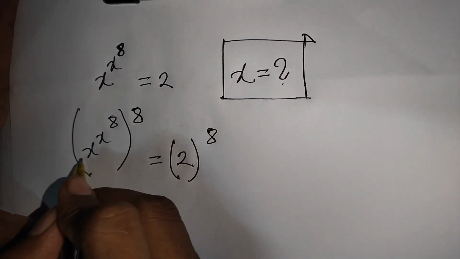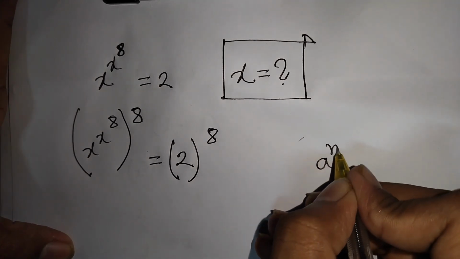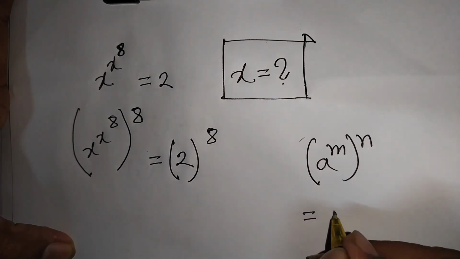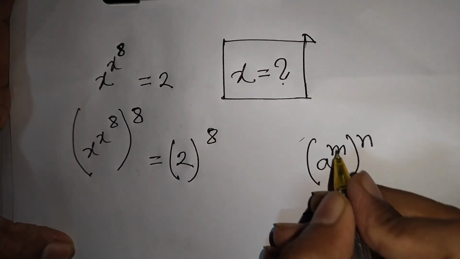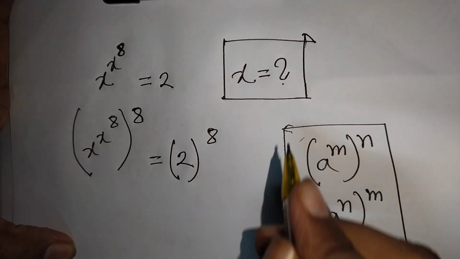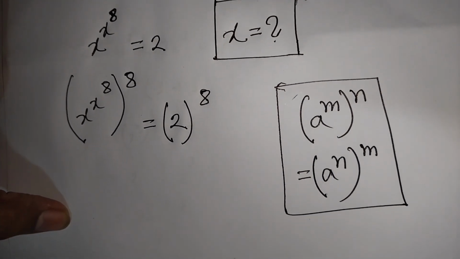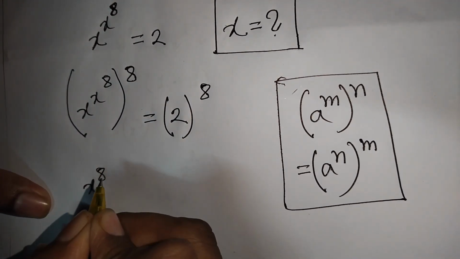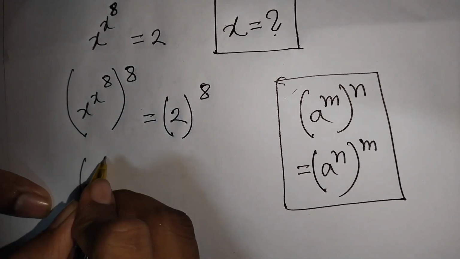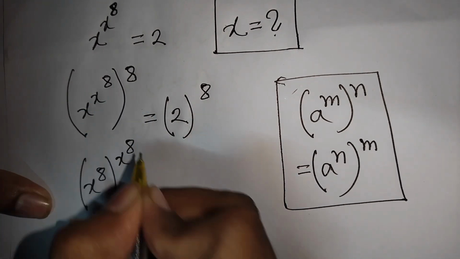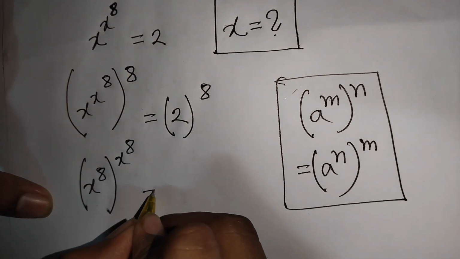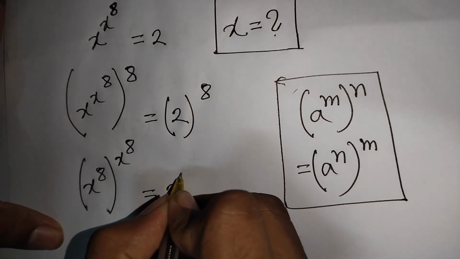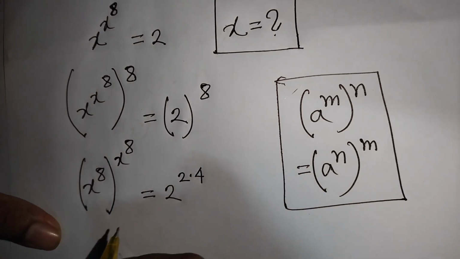Now here I can compare this rule: a power m, bracket power n, is equal to a power n, bracket power m. So according to this rule, I can write here x power 8, then bracket power of x to the power 8. According to this rule, this is equal to 2 power of 8, which can be written as 2 power of 2 times 4.